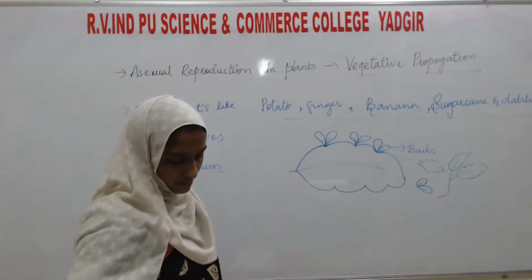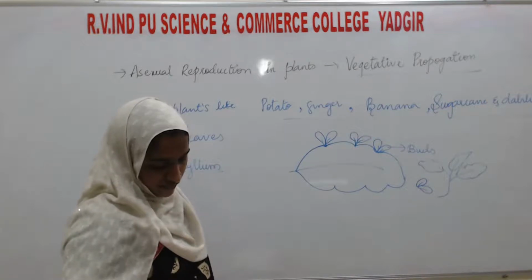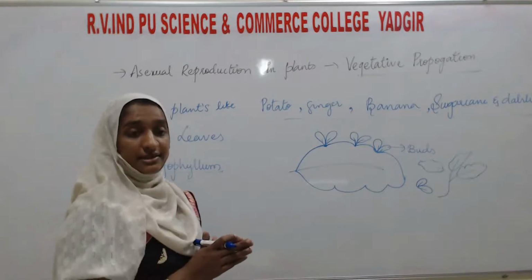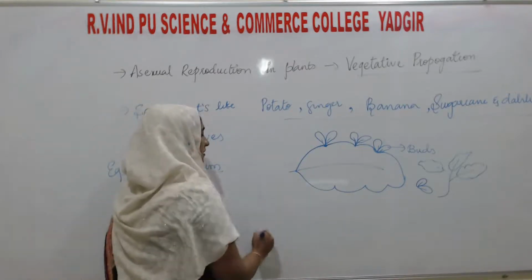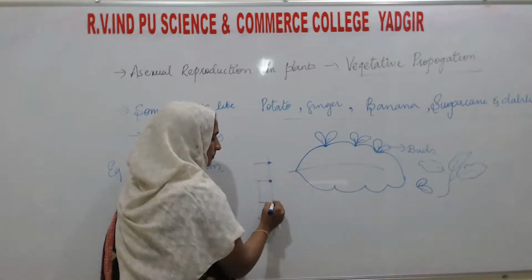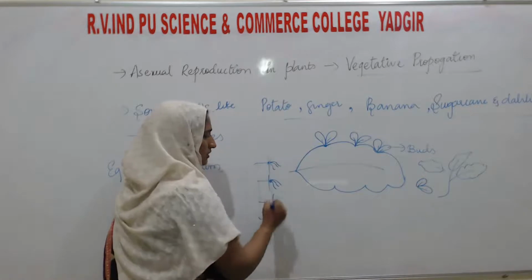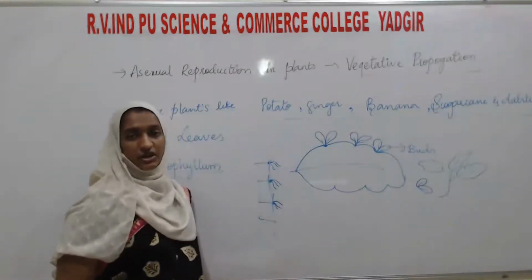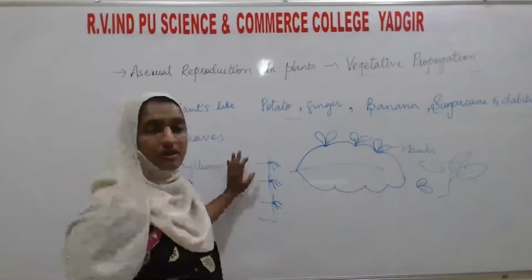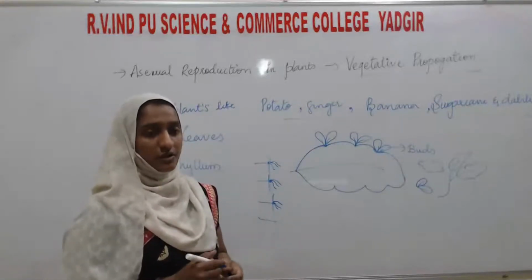Then sugarcane is there. There the reproduction takes place by the nodes. These are the nodes. From the nodes, some root-like structures are going to grow. These roots are going to detach from the main body, and they will give rise to a new plant body. So this is about vegetative propagation in plants. Next, we will go for the next topic, that is sexual reproduction.